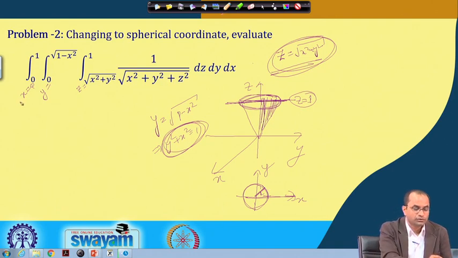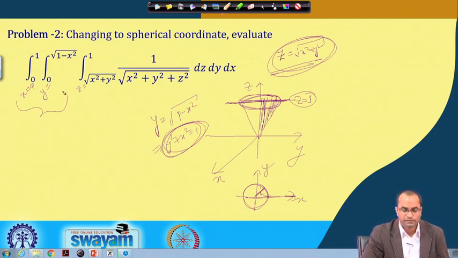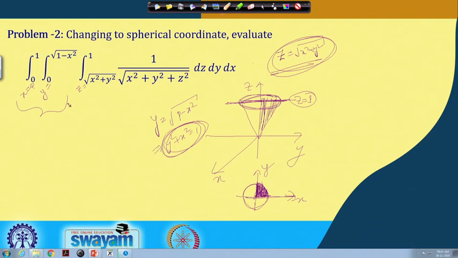So, the two outermost limits suggest that y is moving from 0 to the circle, and x from 0 to 1. So, that is one quarter of the circle in the positive quadrant, and then in the direction of z, up to z is equal to 1 and from the cone. Only this portion of the circle and the corresponding cone is represented by these limits.